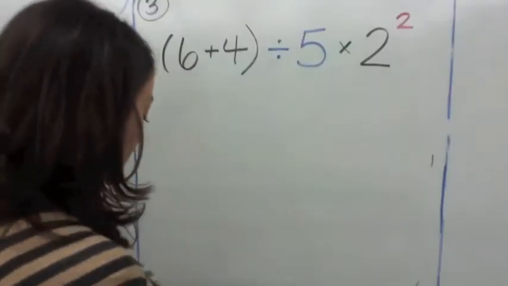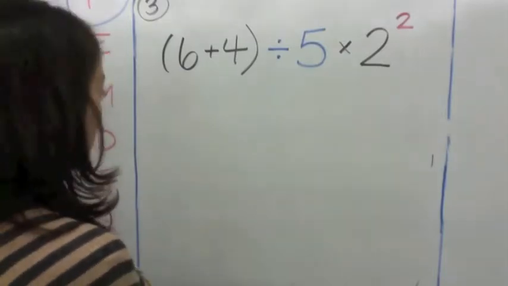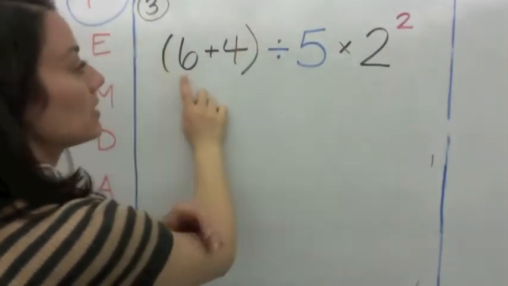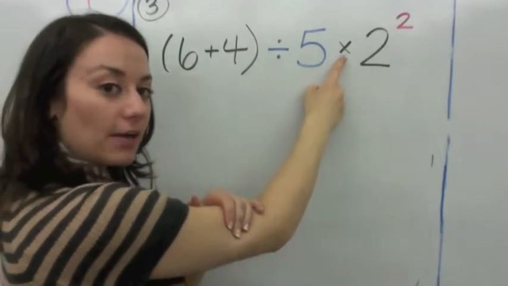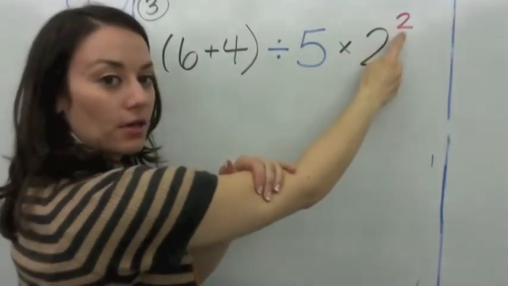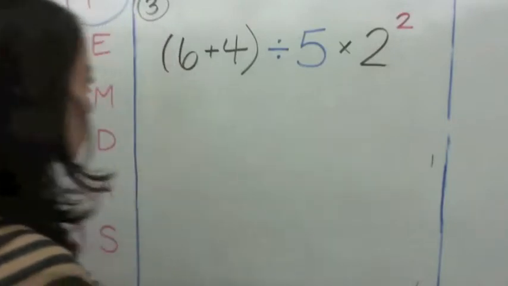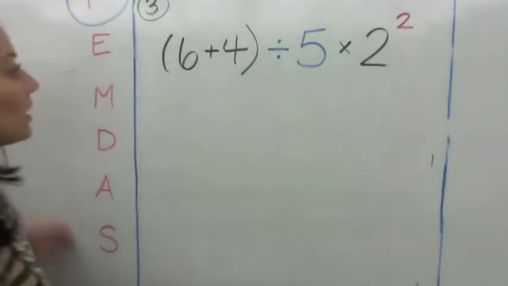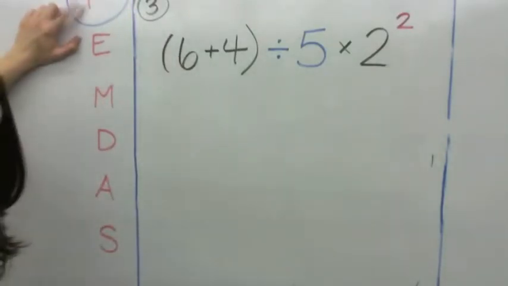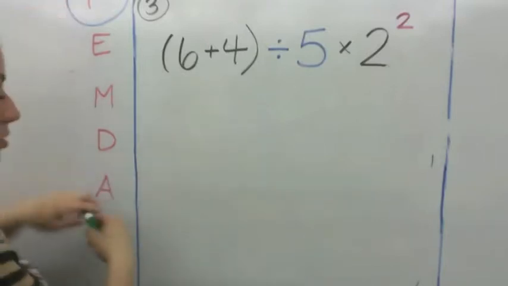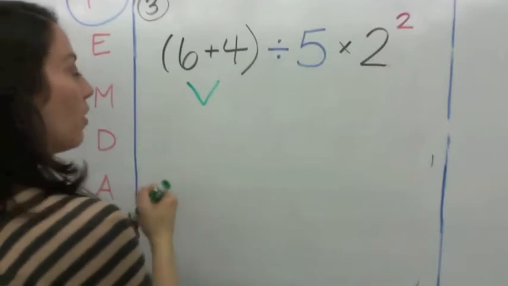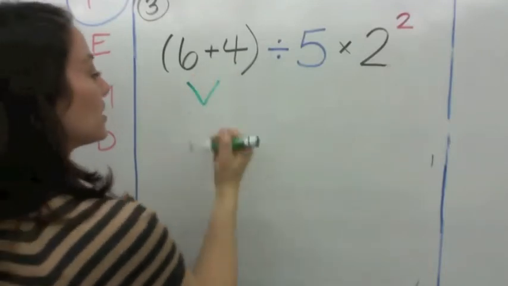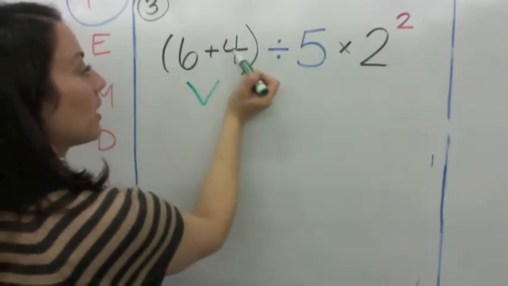Let's try one more example. Go ahead and read it with me. It says, in parentheses, 6 plus 4, divided by 5, times 2, what do we call this? Squared. 2 squared. Okay, so what are we going to start with? Do we have parentheses? Yes, they're right here, right? So we're going to do those first. Let me go ahead and make a V. This is 6 plus 4. What is 6 plus 4? Remember, 6, 7, 8, 9, 10.